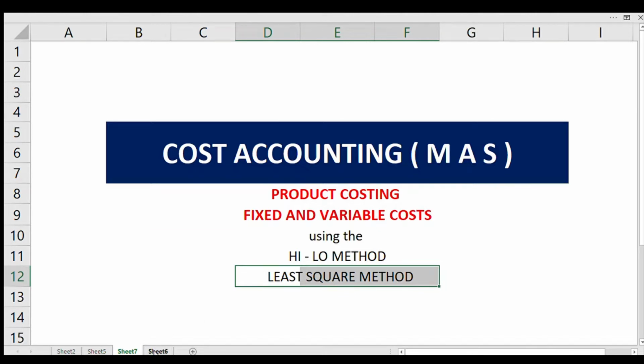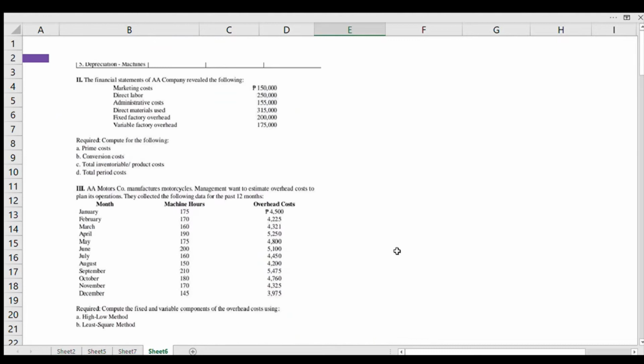Okay, let's go on with the problem. Again, we will start with the problem. Actually, we will be dealing with two problems, and we have sets of information here. So let us take up first this first problem, just to give us a brief review of our cost accounting. This Roman numeral number 2 will give us the following information.